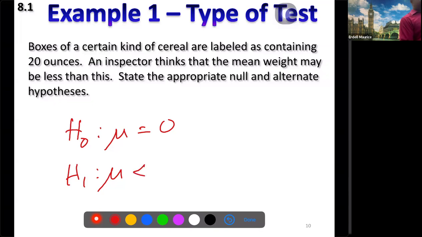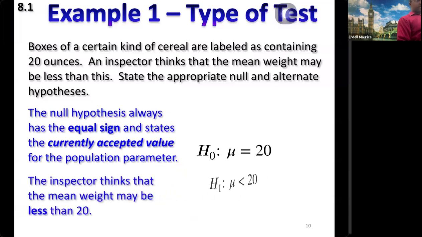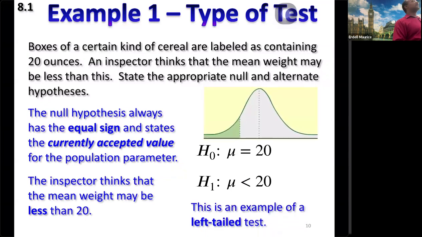How did you get that lovely answer? Because what he believes or what he thinks right here is that the company has changed their manufacturing process, right? And when they make that change to the manufacturing process, the machines are putting less than 20 in there each and every time. All right. So again, equal sign right here, mu is equal to 20, and then H1 mu is less than 20. Questions there? This is a left-tailed test.